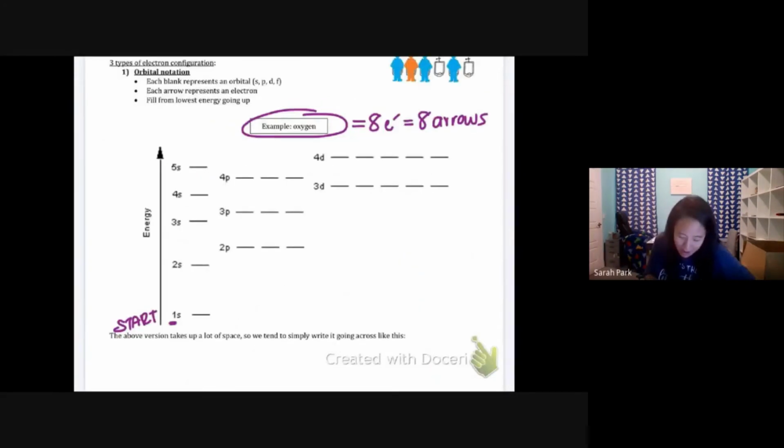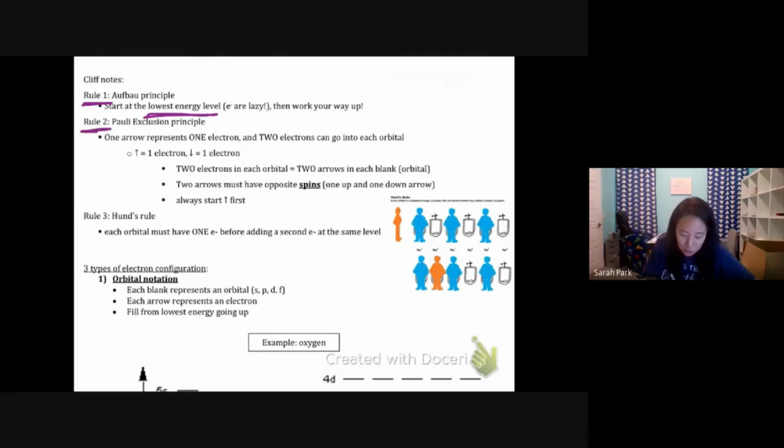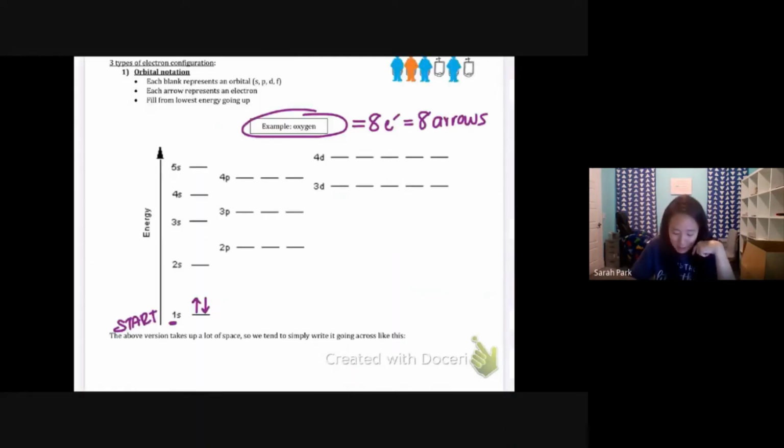We show that by drawing 2 arrows. You have to draw these arrows very specifically. You draw 1 arrow going up and another arrow going down. Why? Because in rule number 2, the Pauli exclusion principle, it says you can fit 2 electrons in each orbital, but they have to be opposite spins. Opposite spins means one goes up and one goes down. You can think of each of these lines as its own bedroom. In each bedroom, you can only fit 2 electrons. They're like roommates.